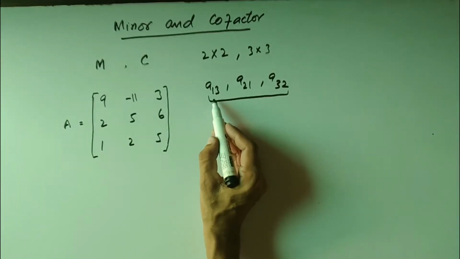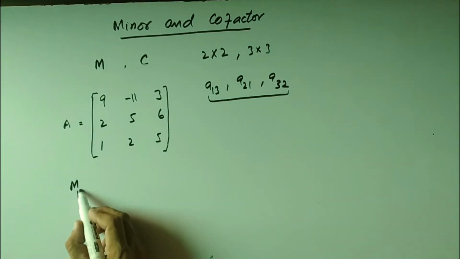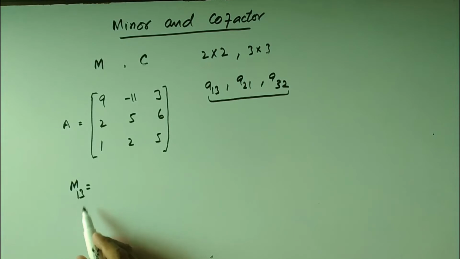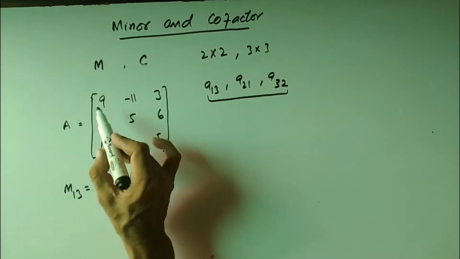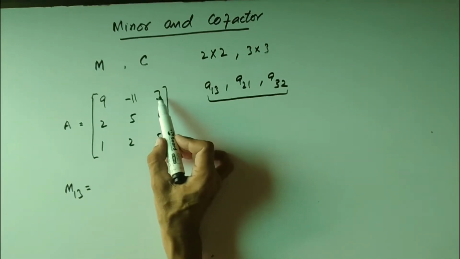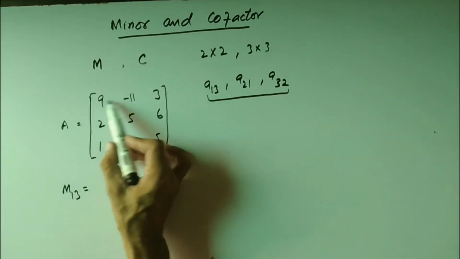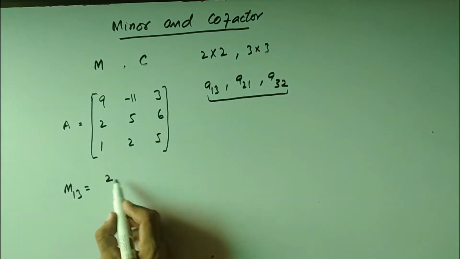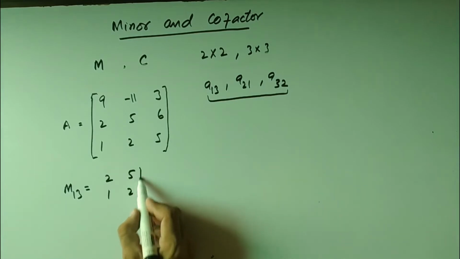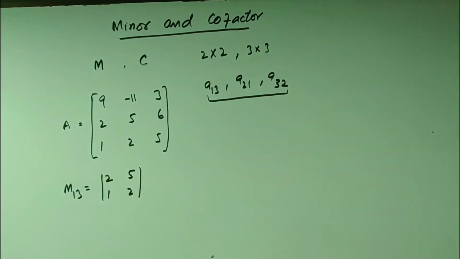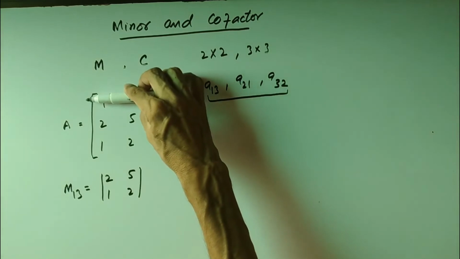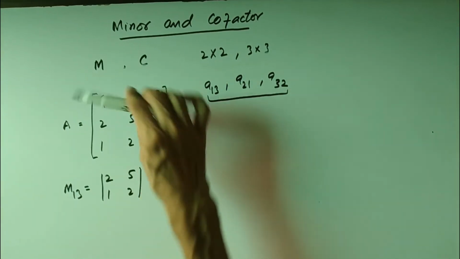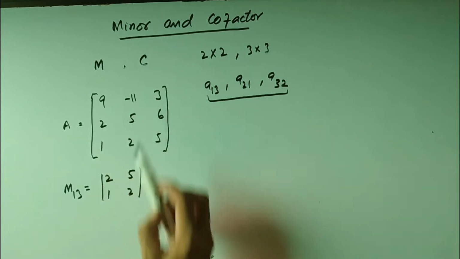First of all, for A13, when I write the minor, I can say that is M13. M13 means first row, third column. We have to leave the first row and third column. So the remaining elements will be 2, 5 and 1, 2. We can leave the first row and third column, and I can write the remaining as 2, 5, 1, 2.